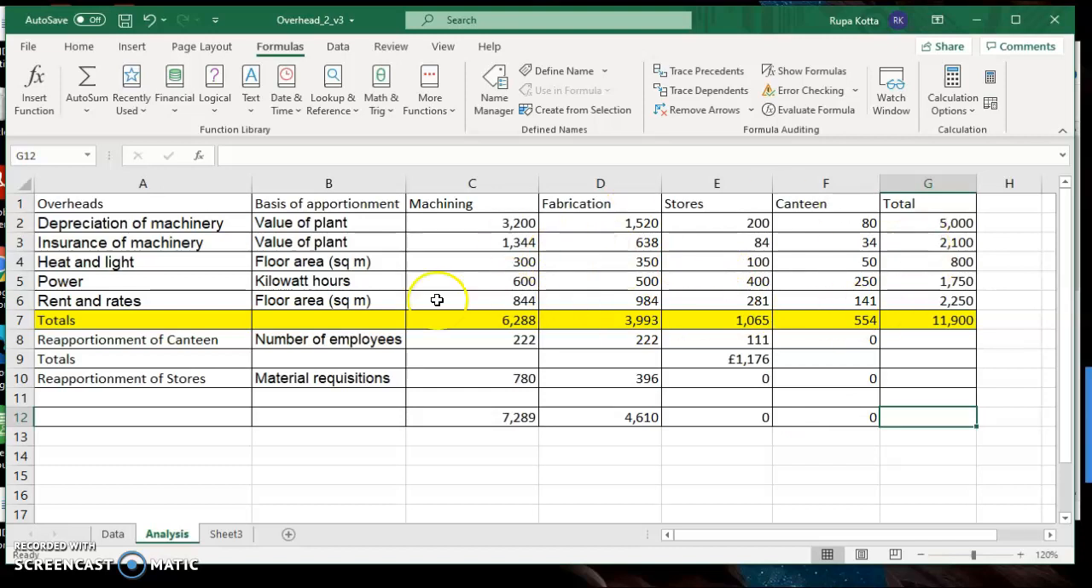I did not show you all of this beginning part because it was the same as in the previous video. So first you need to do all the beginning, and then you can use this video to see how to reapportion the cost to the various departments by using the IF statement. Thank you.